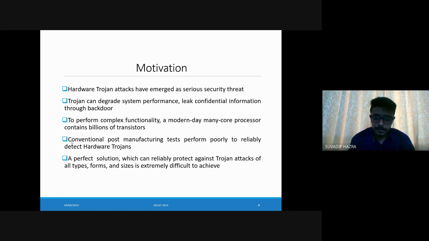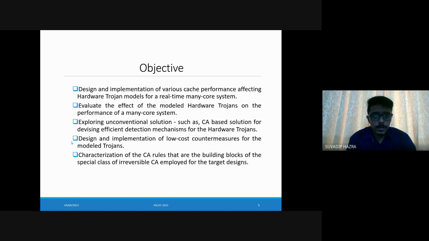So a perfect solution which can reliably protect against hardware Trojan attacks of all types, forms, and sizes is extremely difficult to achieve. So the objective of this work is the design and implementation of different cache-performance-affecting hardware Trojans for a real-time multicore system, and then to evaluate the effect of the modeled Trojans on the performance of a multicore system. After that, we have developed some unconventional solutions to detect hardware Trojans. Mainly, we have utilized a cellular automata-based solution, and we have also proposed some mitigation techniques to mitigate the Trojan effect, and characterization of CA rules that can be building blocks for a special class of irreversible CA that can be employed for the target design.